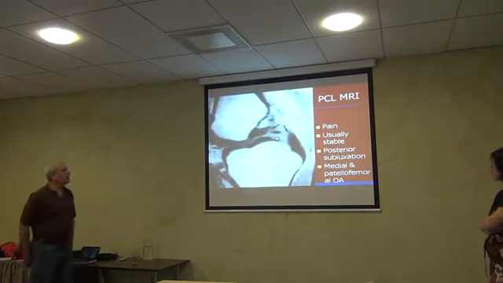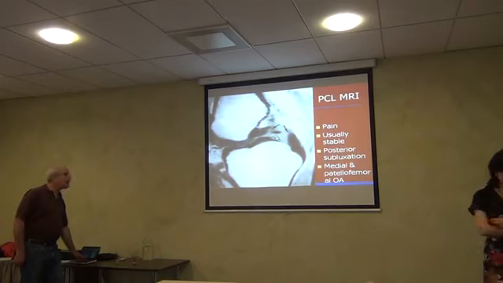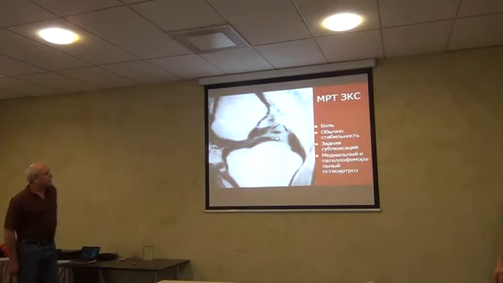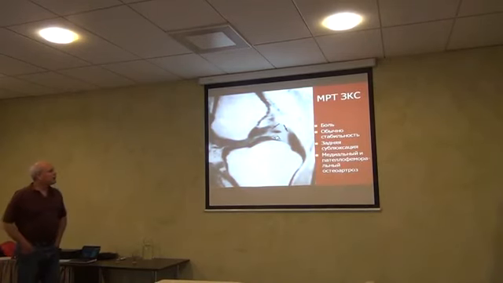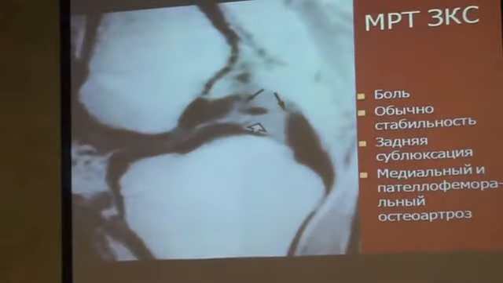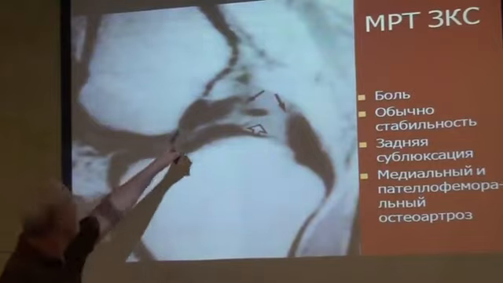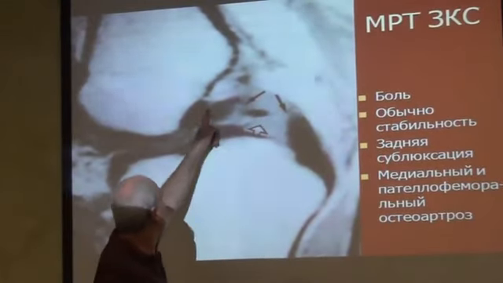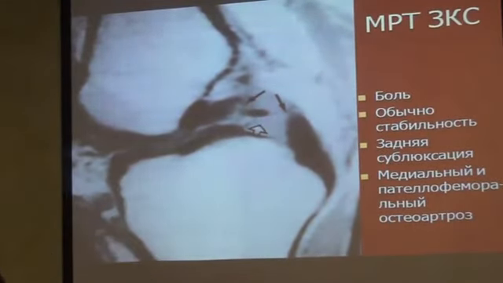Okay, here is the MRI, where you can see the position and the rupture of the posterior cruciate ligament. It's clear? You need to see. Видно?